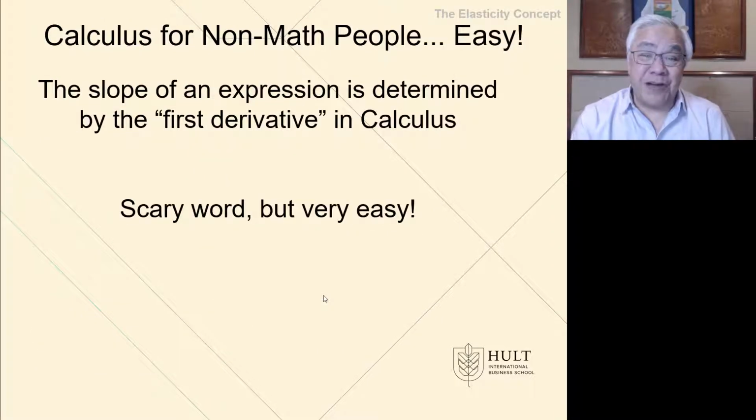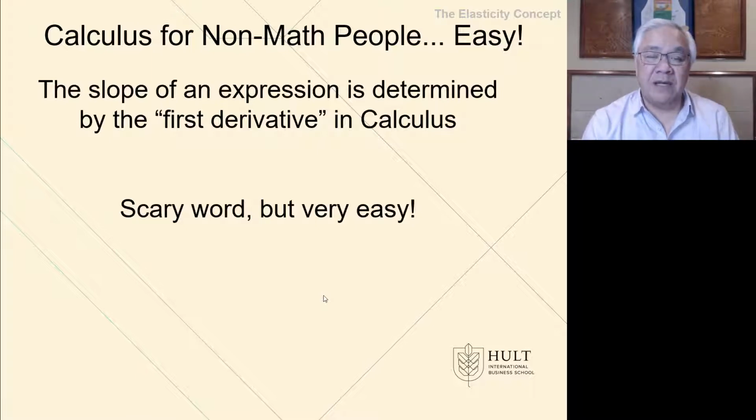This is calculus for non-math people. So if you're an engineer, you can tune out for a minute or two. If you're not a math person and you're scared, don't be scared. Just listen, and I think you'll get it. So the slope of an expression is determined by the first derivative, and that's what we call it in calculus. Now we have two scary words. We have calculus and derivative. But let's go into it, and I'm just going to show you the mechanics.